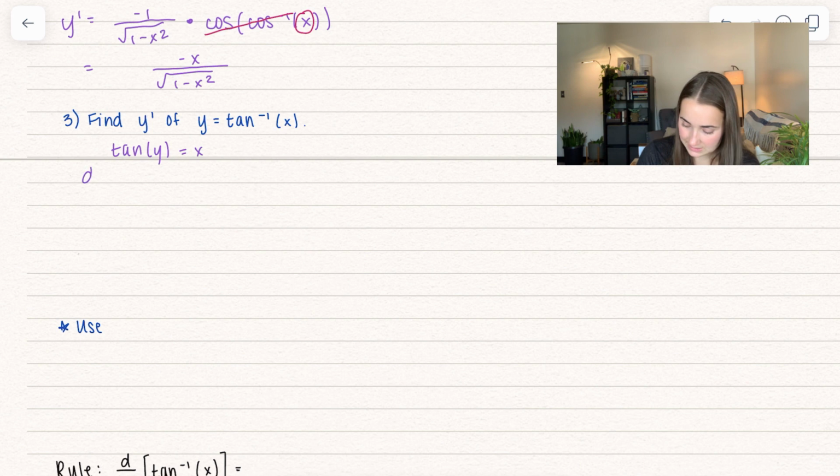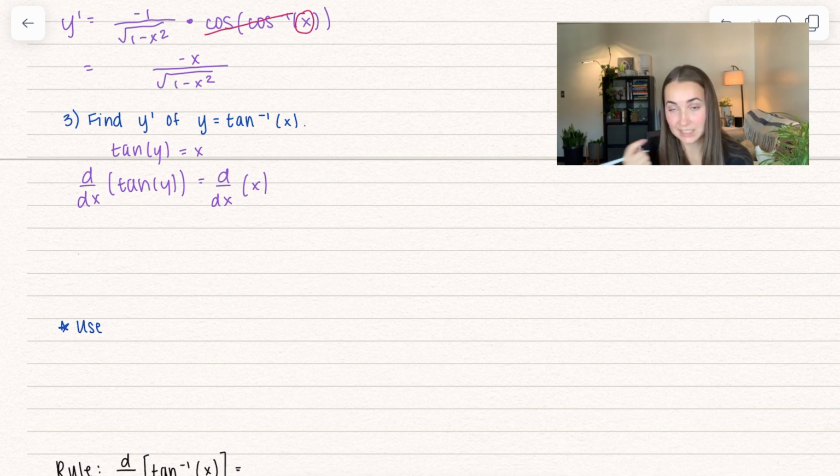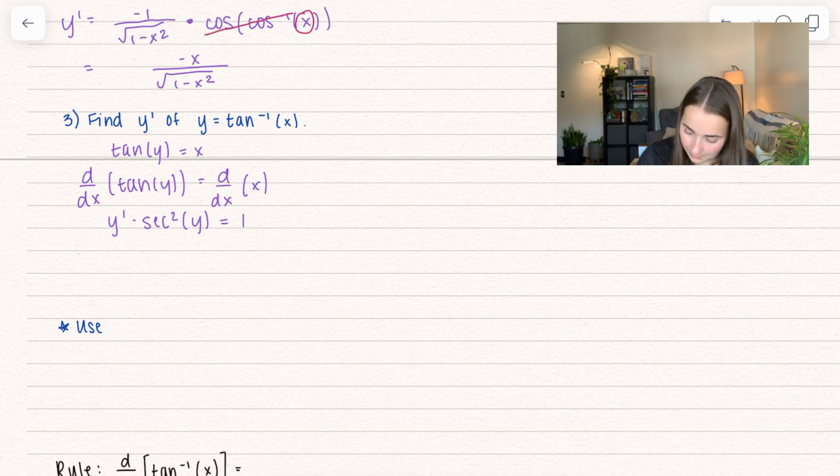Again, we are going to use implicit differentiation. I'm not going to write out chain rule explicitly. I'm just going to use what we have in the past. So I know this becomes y prime times the derivative of the outside. So the derivative of tangent is secant squared at the inside. And now the derivative of x is just going to be equal to 1. I'm going to divide both sides by that secant squared so I can get y prime all by itself. And I get 1 over secant squared y.